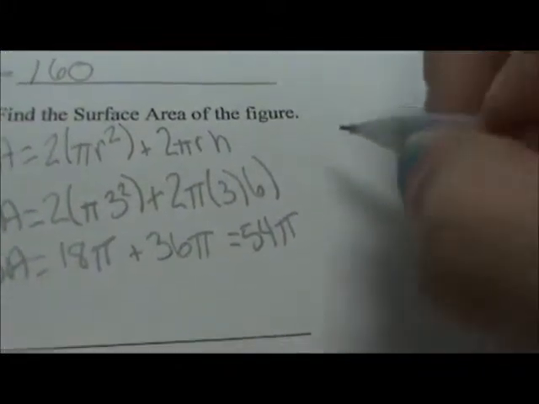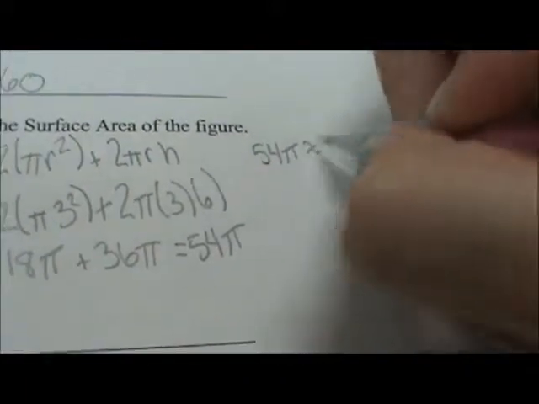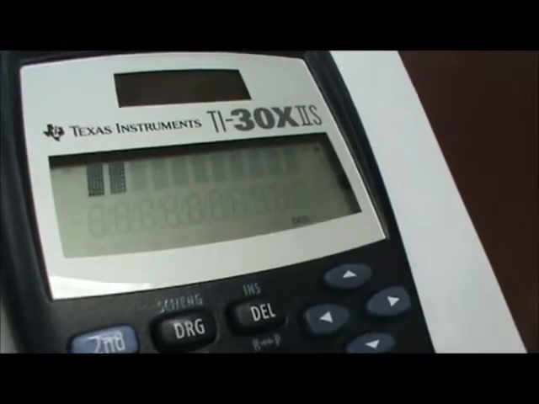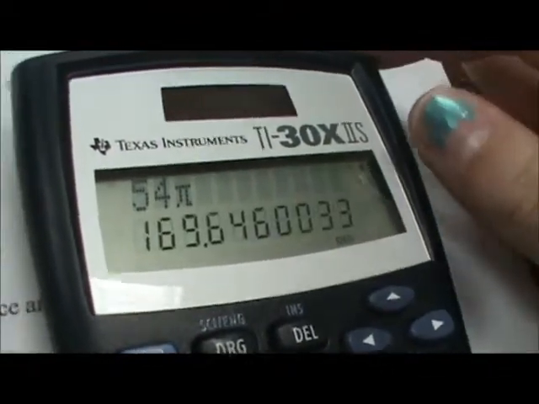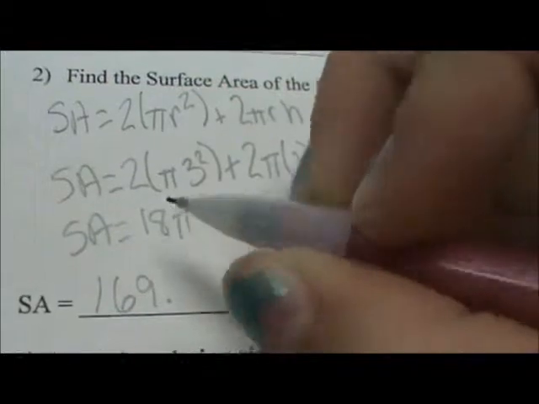Then when you add 18 pi and 36 pi, you will get 54 pi to equal your surface area, which 54 pi is approximately 169.646. So your answer for surface area is going to be 169.646.